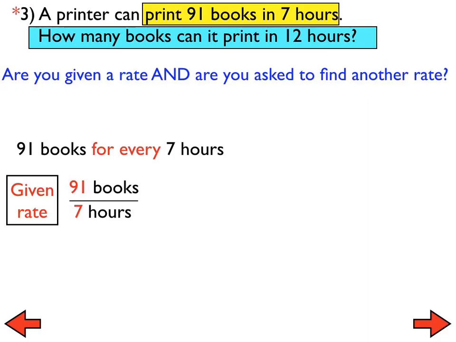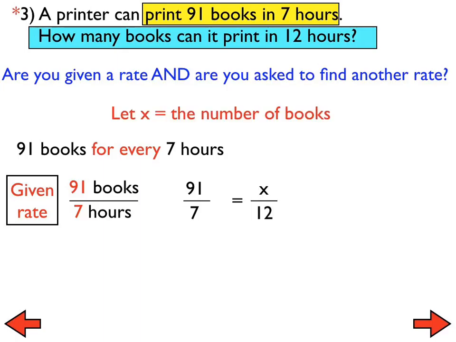So if I have books on top, what do I have to have on top in my other ratio? Also books. Is that going to be X or 12? X. Good. We don't know how many books. It says how many books. So that would be X. So your proportion setup should look like 91 over 7 equals X over 12. If you don't have that, please fix it. If you twisted it, I saw a few of you twisted it up. Are you going to use 91 equals 12 over X? Yes. You'll get the same answer.